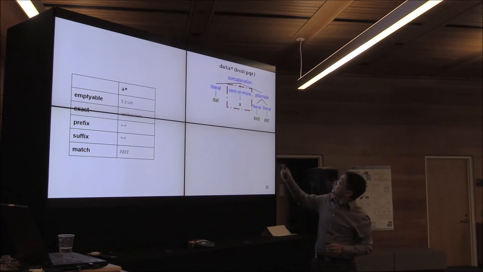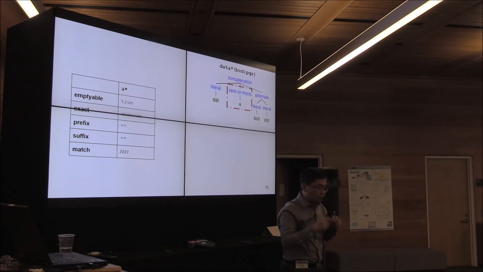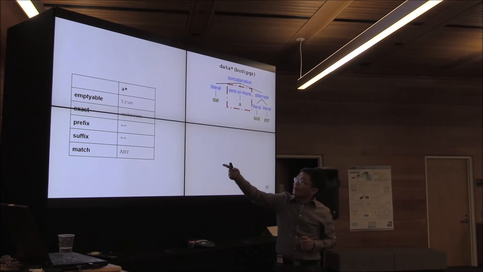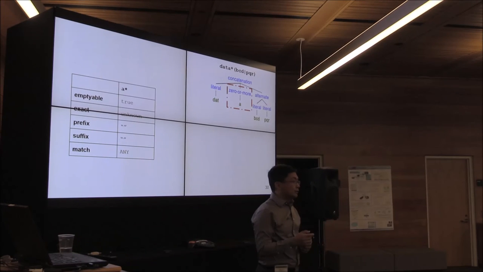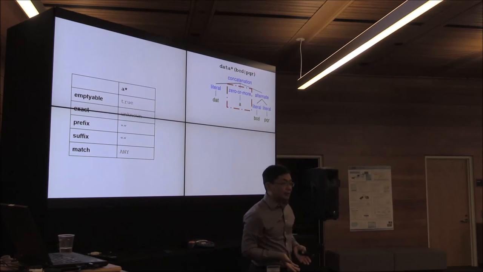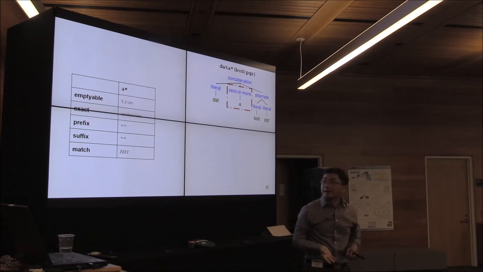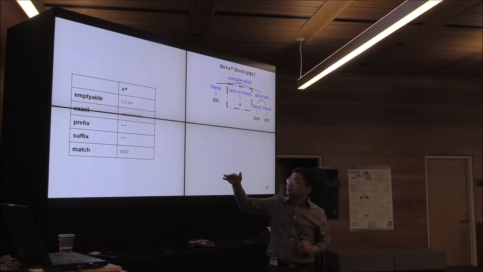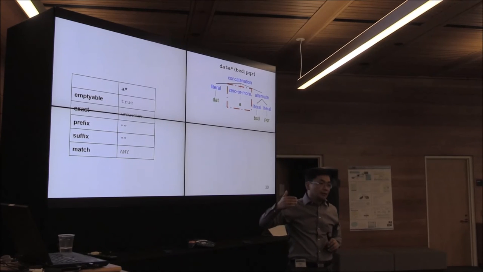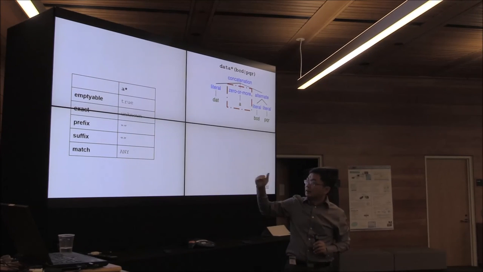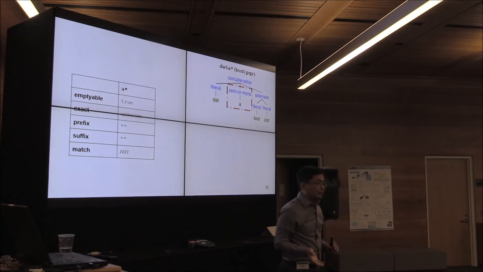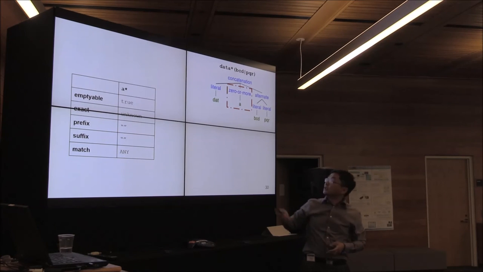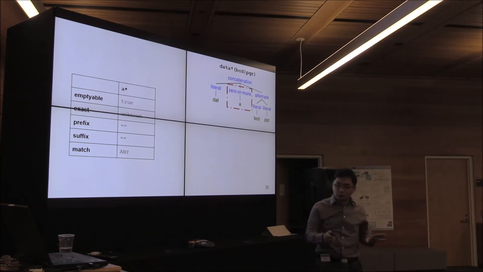So then you go to this literal with a subtree here. So amplitude becomes true because A star could match the amplitude string. And exact, we don't know what the exact string is. It's unknown. Yes, prefix is empty. Suffix is empty. Match can match anything. So now we have the information about these two subtrees.